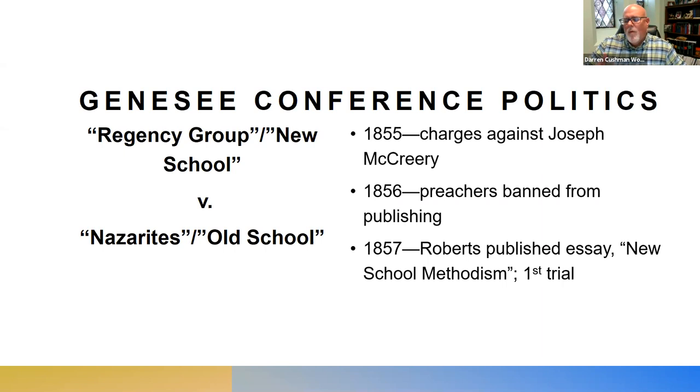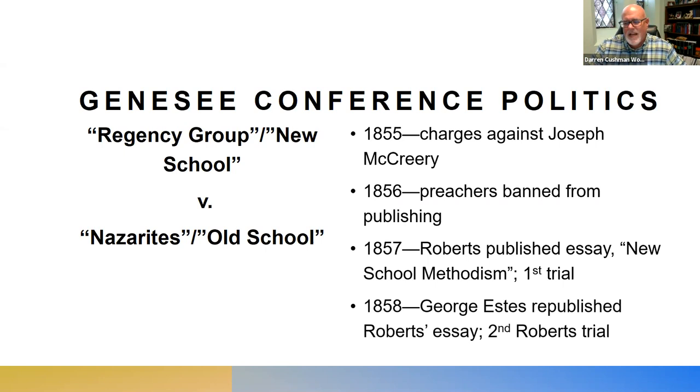Well, whether it was unknown to Roberts or not, the following year, a guy named George Estes took his essay, republished it as a pamphlet, and starts distributing it. And now there's a second trial of Roberts. And it is in that trial that he gets the boot. So now he has been kicked out of the denomination. He appeals his case, but the appeal has to go to the General Conference, right? And that next General Conference is going to be 1860. So really from like 58 to 60, you're kind of in this sort of limbo, on the edge of what's going to happen.